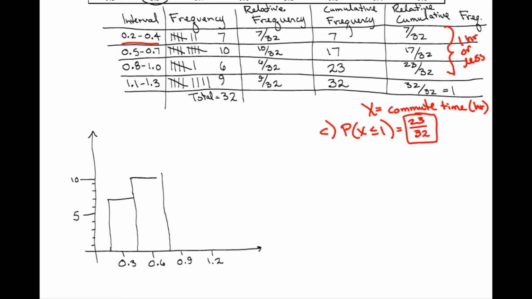Again, we're going to make sure that that midpoint, that 0.6, is halfway through, and a lot of times you'll see the frequencies actually written on the bars like this. The third one, 0.9, is going to go up to 6 units. And the last one will go up to 9 units. Like that. So there's our histogram.